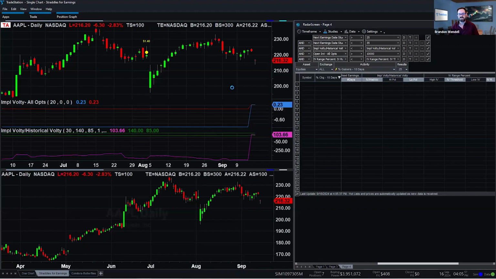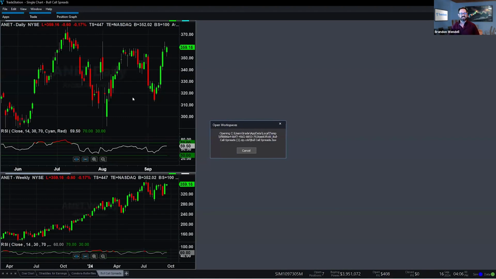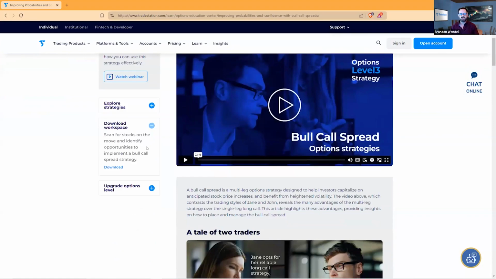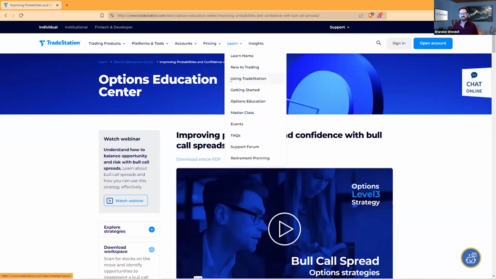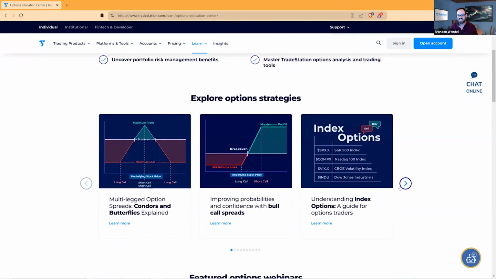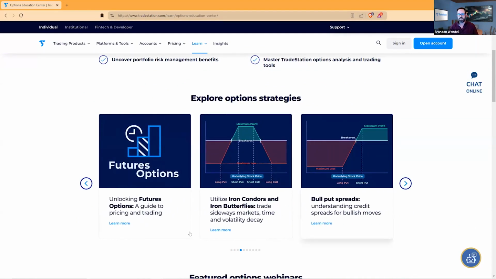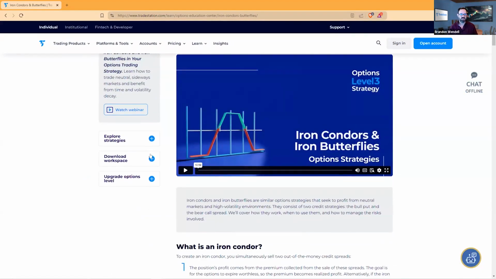What I can do, just as you can, is go to that page and do what I just did, download a workspace. Depending on which security or which strategy you're looking at working with and learning more about, under TradeStation, you go to Learn. On the Options Education Center, they have tons of education. For instance, if you're learning more about iron condors or butterflies, you can click on the link and it'll take you to the page where I can download the workspace.